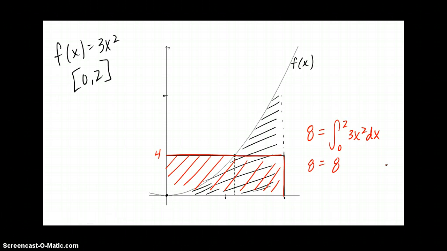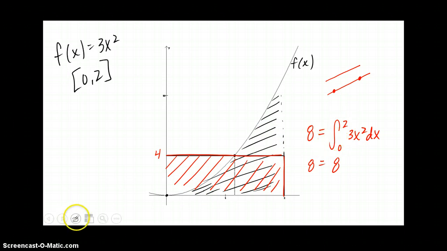So again, think about what we did with the derivatives. Somewhere the derivative was equal to the slope of the secant line. So the secant line, we could find that slope, change in y over change in x. This is saying somewhere we can find the area of a rectangle to have the same area of a region bounded by some function on a given interval.